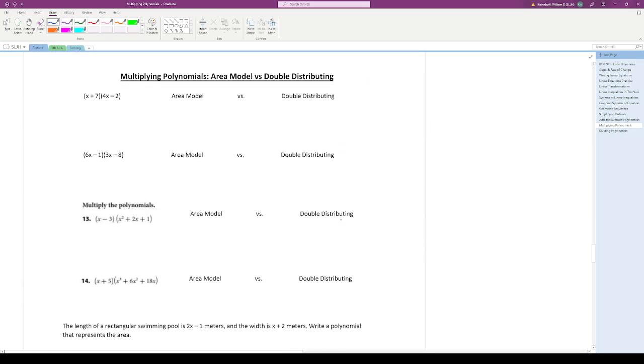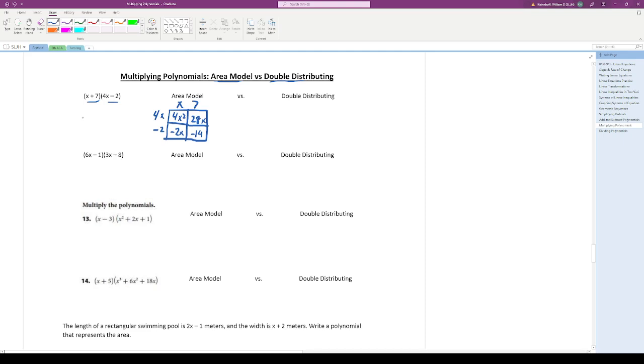Now we're going to compare the area model to the other way we saw yesterday, which was double distribution. So we have x plus 7 and 4x minus 2. They don't give us our little boxes, so we're going to go ahead and draw them for the area model. And since both of these are binomials, it'll be a 2 by 2 box, or set of boxes. We're going to put x plus 7, 4x, and minus 2. So we get 4x squared, we get 28x, negative 2x, and negative 14.